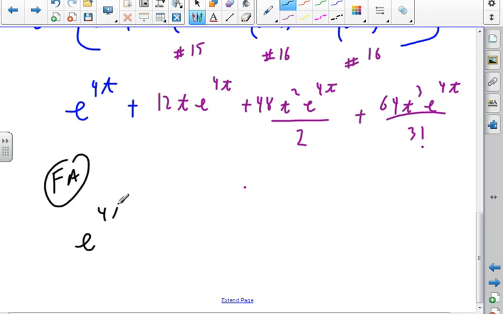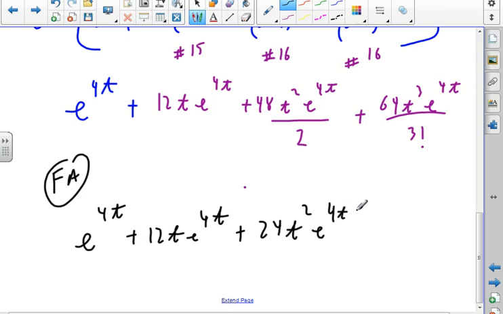e to the 4t, 12t e to the 4t, 24t squared e to the 4t. 64 doesn't go into 3, right? So that'd be 32 over 3 t cubed e to the 4t.